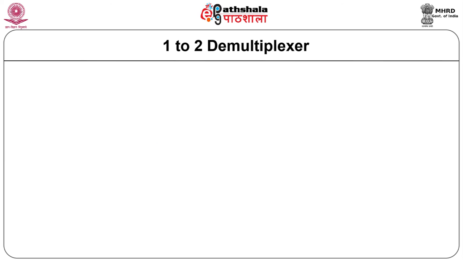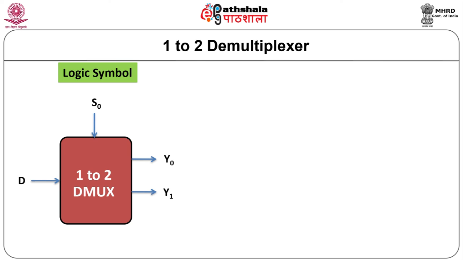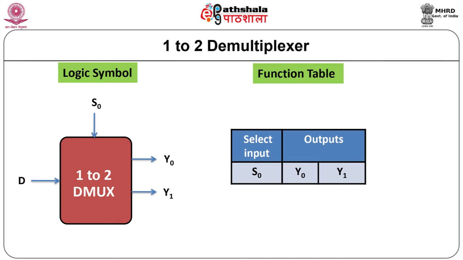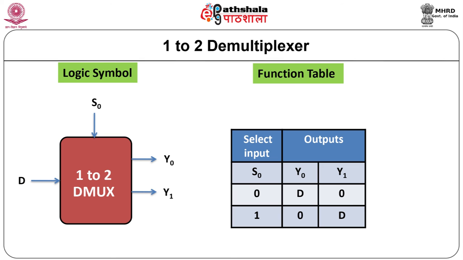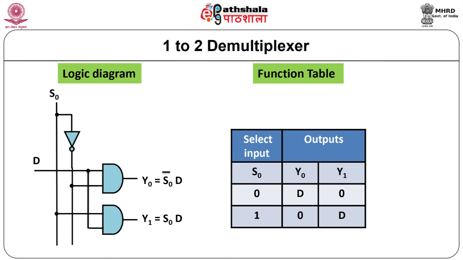Let us study the 1 to 2 demultiplexer in detail. The symbol of the 1 to 2 demultiplexer is shown here. It accepts a single data input D, one select line S0 and two outputs Y0 and Y1. If you look at the function table, it is very clear that the select line will decide whether the data is to be distributed to Y0 or Y1. So, when S0 is equal to 0, you can see Y0 carries the data D. When S0 is equal to 1, Y1 receives the input data. Let us now construct the logic diagram from the function table.